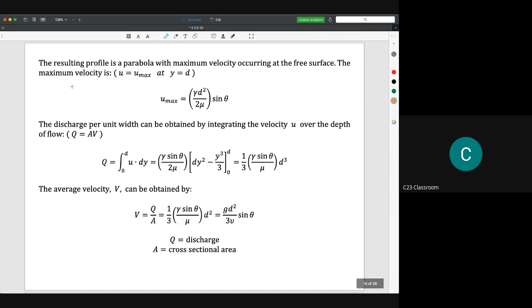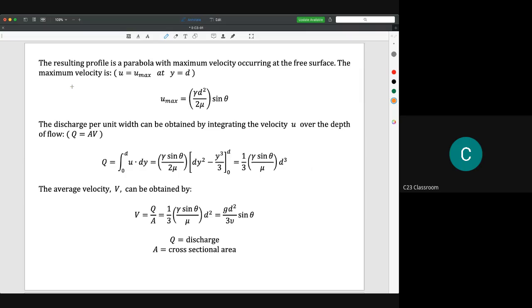Okay, now this is an extra discussion. We try to find what is the average velocity, and then we try to calculate what is the flow rate that flows on that slope. The resulting profile is a parabola with a maximum velocity occurring at the free surface. Free surface means the surface of water that makes contact with atmospheric pressure.